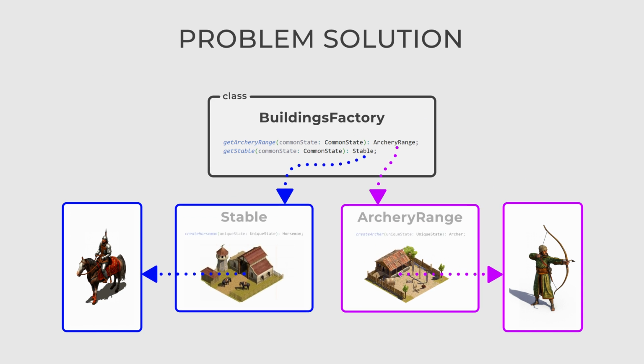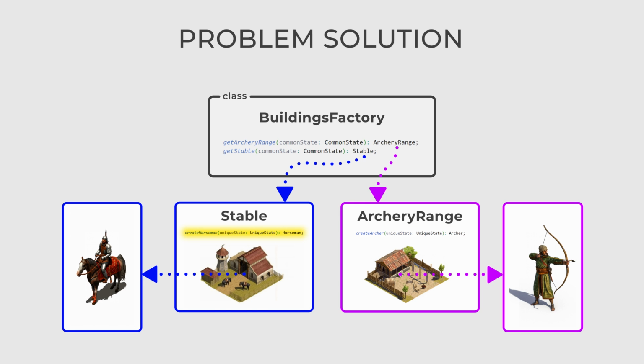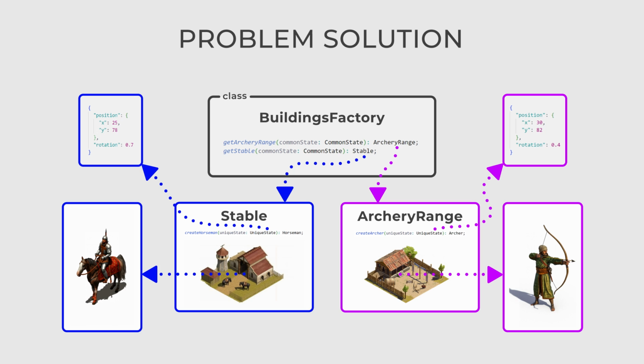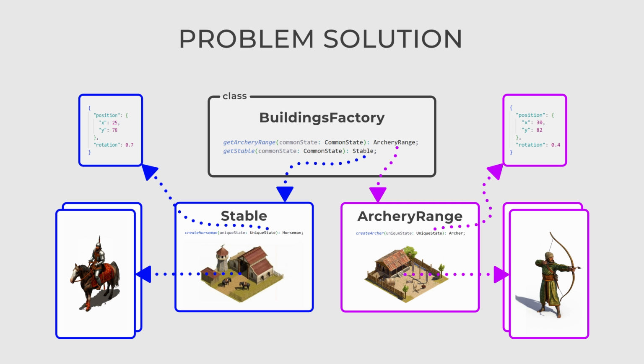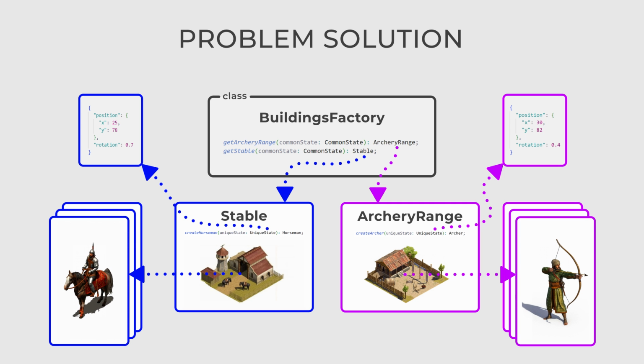Each building has one method, createArcher and createHorseman. These methods must receive the state unique to each unit, such as their position, rotation, etc. Buildings can then return new units to the client, ensuring that the units reuse their repeating state.